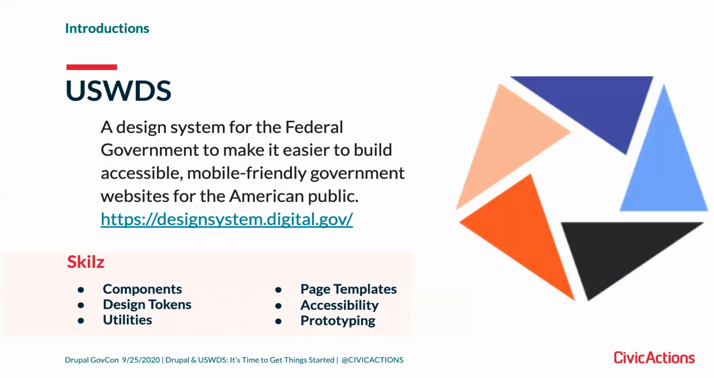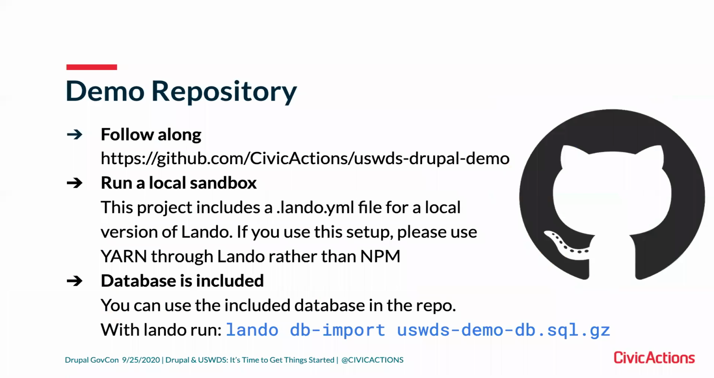And of course, we can't forget the USWDS. The USWDS is a design system for the federal government to make it easier to build accessible, mobile-friendly government websites for the American public. It's actually a really good tool. It provides components, design tokens, utilities to help you do your work, page templates, and all sorts of great stuff to give you a jump start. Accessibility, you name it, and it really helps in prototyping. So it's a great tool, and that's why we're talking about it today. Okay, Brian? Perfect. Brian, why don't you talk a little bit about the demo that we've set up?